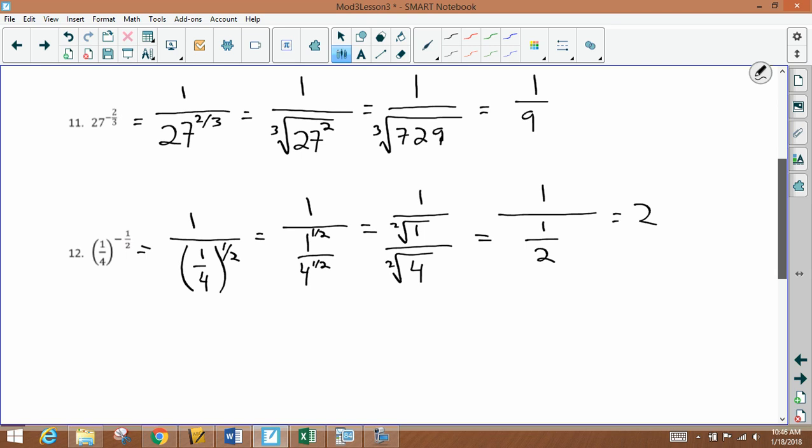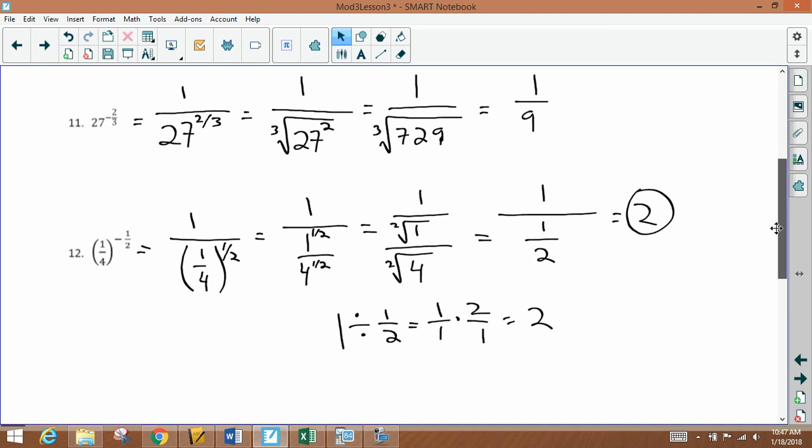And I'm going to show you why. This says, right, 1 divided by 1/2, right? That's what that says, which is the same thing as 1 over 1. Remember, I flip and multiply. 1 is the same thing as 1 over 1. Change my division to multiplication, and I flip what comes after it, which is 2. So that's how I get there. Well, all right. That's it. Lesson 3 is done.